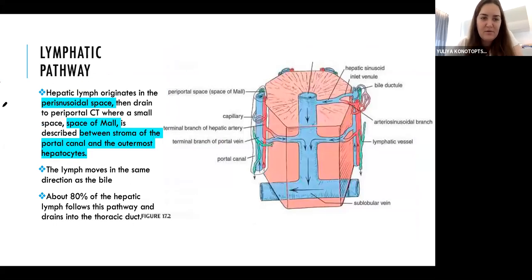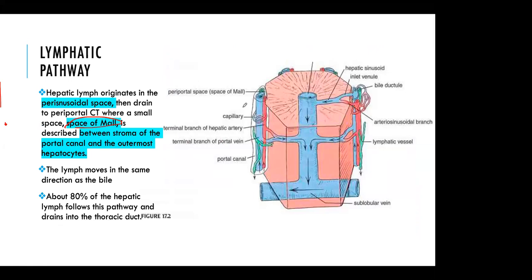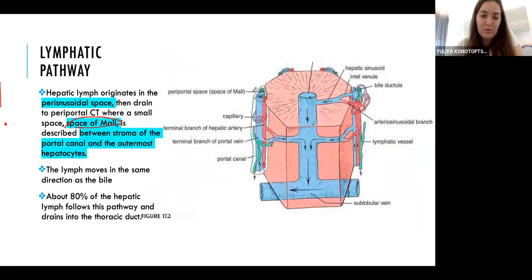Lymphatic pathway, quite important. You remember the space of Mall? It was between the first hepatocytes and the capsule, where the portal triad was. So here we have the space of Mall. You can think of it as a bucket, which is just collecting lymph. So lymph will also be flowing the opposite direction, the same as bile, right? So lymph also goes in the opposite direction.